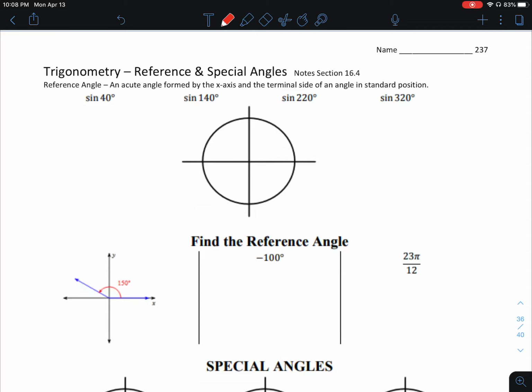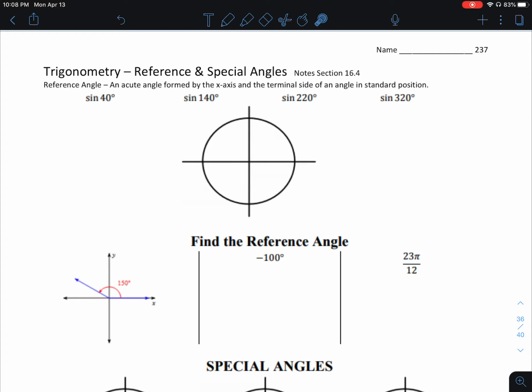Geometry Notes, Section 16.4, Reference and Special Angles. Definition that we talked about in the previous section, we're going to mention it again, a reference angle. It's an acute angle formed by the x-axis and the terminal side of an angle in standard position.